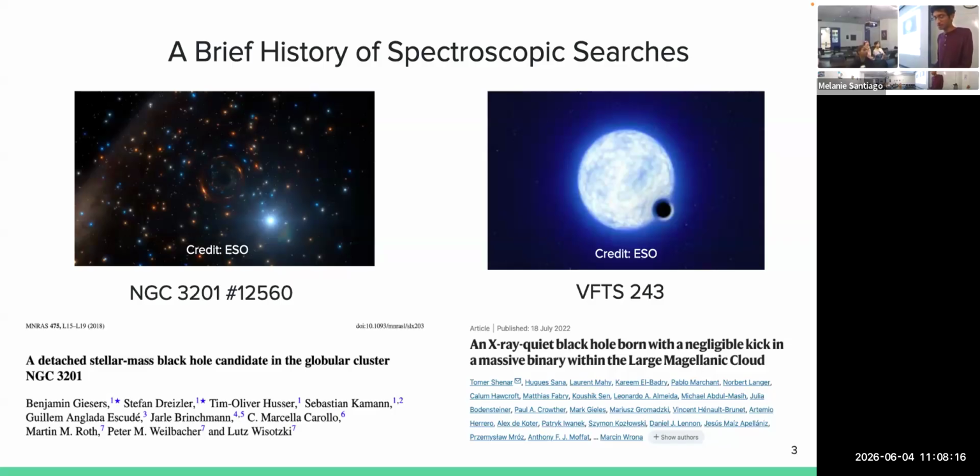Only recently we've started to discover genuine dormant black holes with this method. I show a couple of examples here. There was a detached stellar mass black hole found in the globular cluster NGC 3201 a while back, and there's at least one, if not two, stellar mass black holes in that cluster. Also recently, an X-ray quiet black hole was discovered with a young massive stellar companion in a circular orbit in the Large Magellanic Cloud.